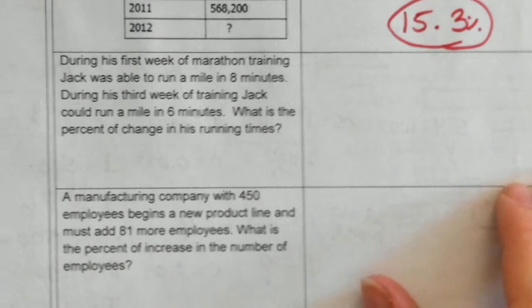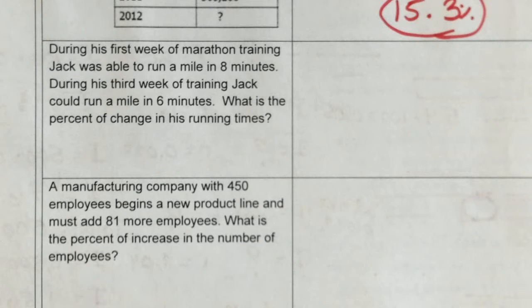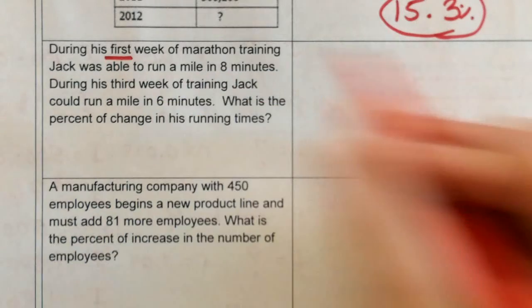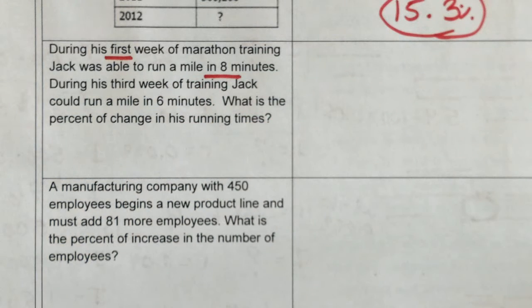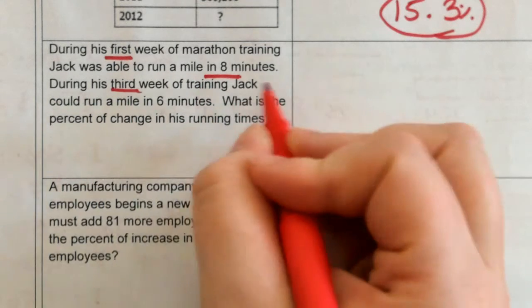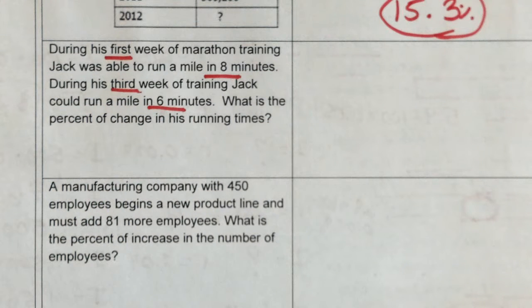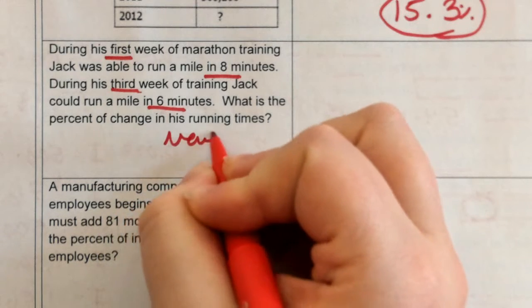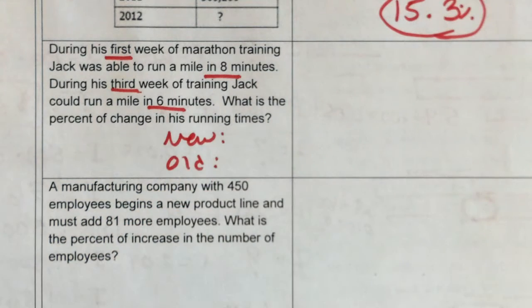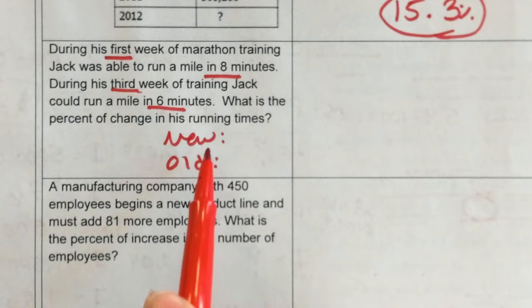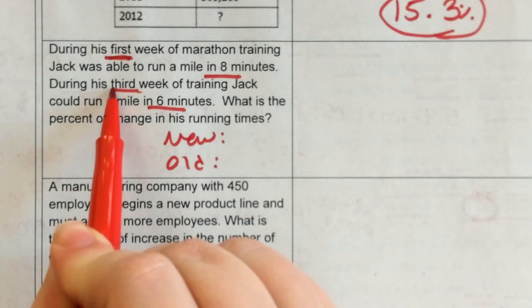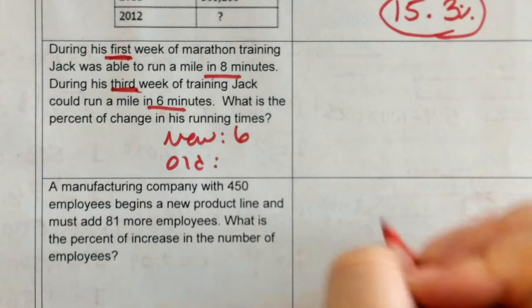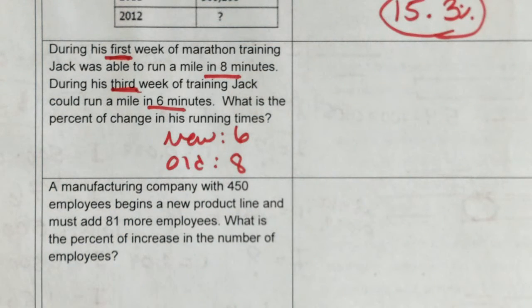So let's look at this third example. Let's see if you can do this one by yourself, okay? See if you can do it ahead of me. During his first week of marathon training, he could run a mile in 8 minutes. During his third week of training, he could run a mile in 6 minutes. So what is the percent change in his running times? What's the new value? What's the old value? The new one is the one that comes after. So it's not going to be from the first week, it's going to be from the third week. So our new value is 6. Our old value is 8.